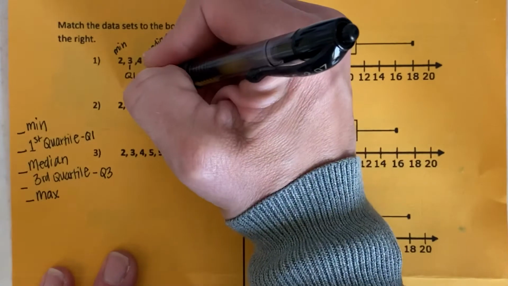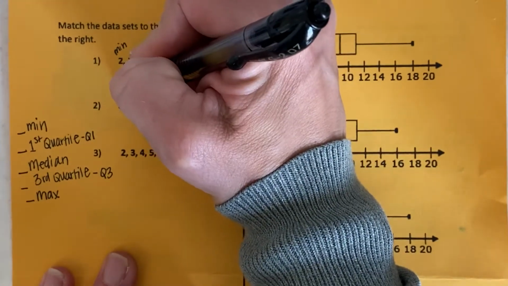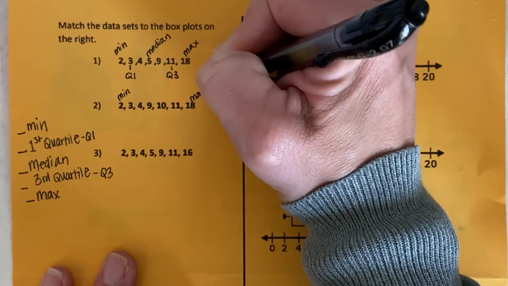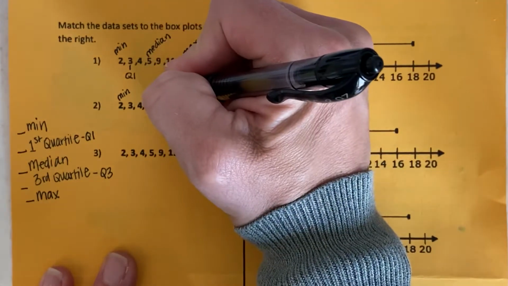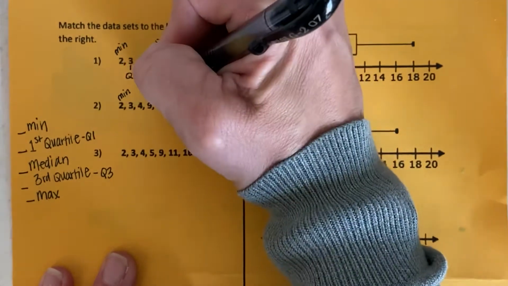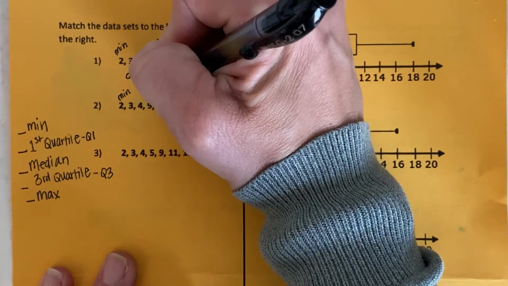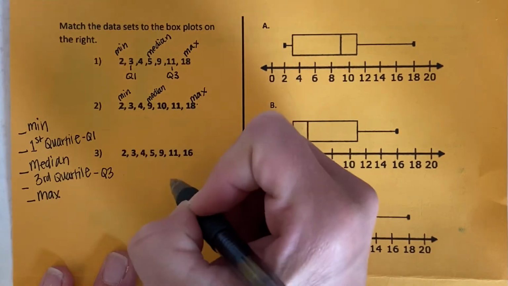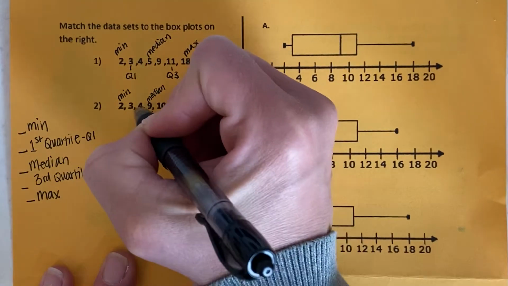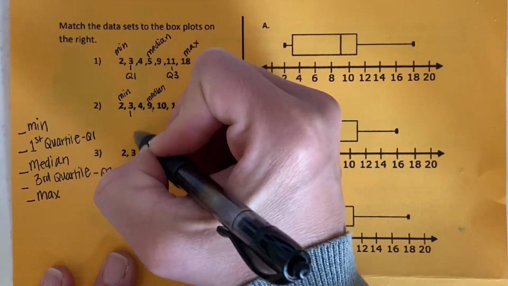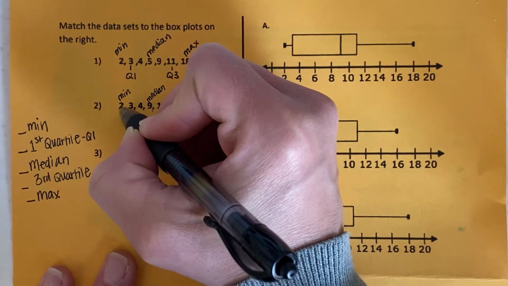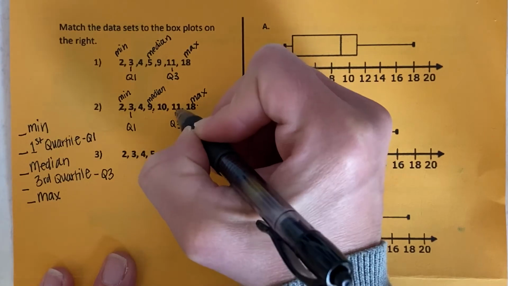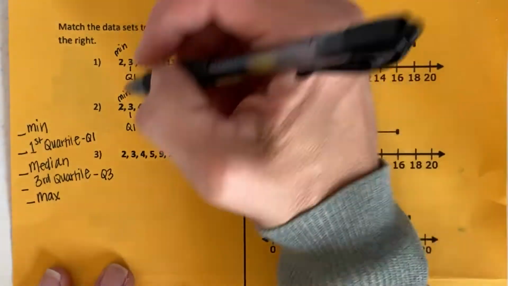All right. So minimum is my 2 again, because that's my lowest piece of data. My median is just my literal middle. So my literal middle here is, and I know it's the middle because I have 3 pieces of data on either side of the 9. All right, so this is my median. Then I have Q1, because it's the median of the lower half, Q3, the median of the upper half, and I'm going to go to my last one.